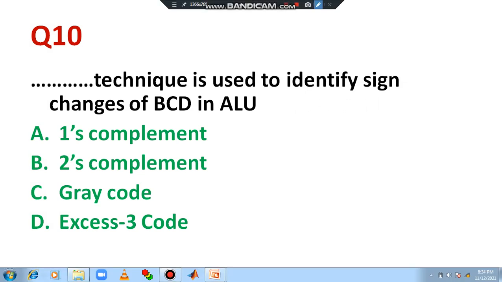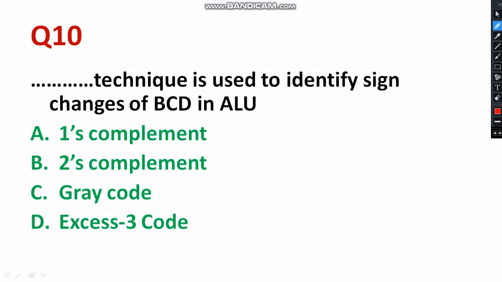Let me discuss the last question of this session. Dash technique is used to identify sign changes of BCD in the arithmetic and logic unit. The options are 1's complement technique, 2's complement technique, gray code, XS3 code. So here I can choose 2's complement. You know what a complement is, right? The 2's complement technique is used to identify the sign changes, especially in the MSB bit.